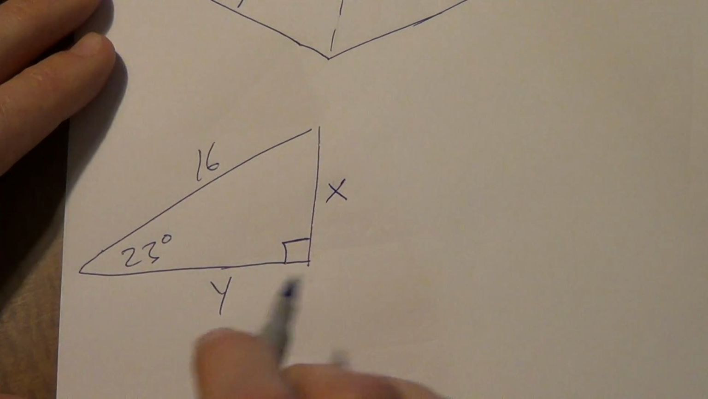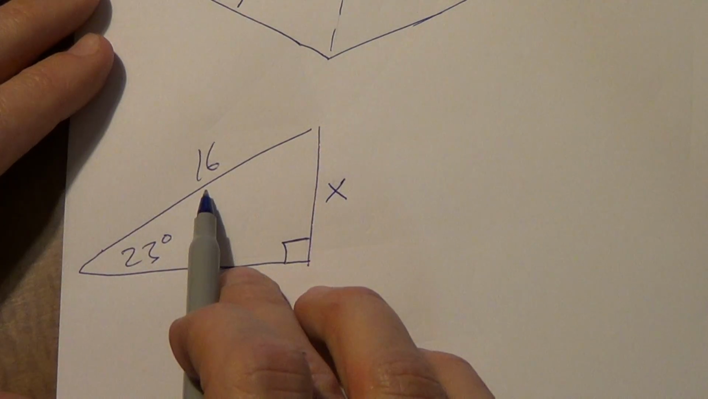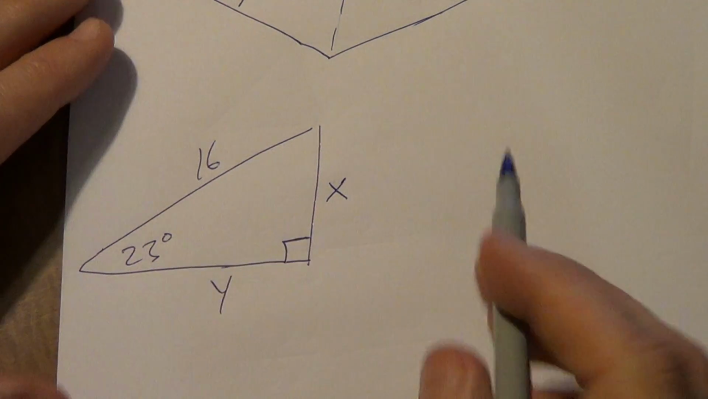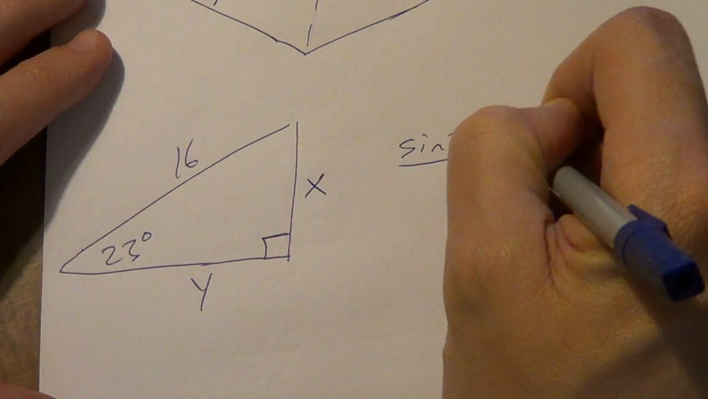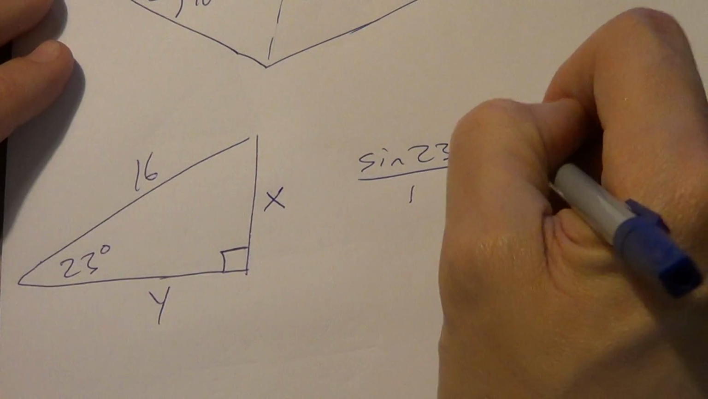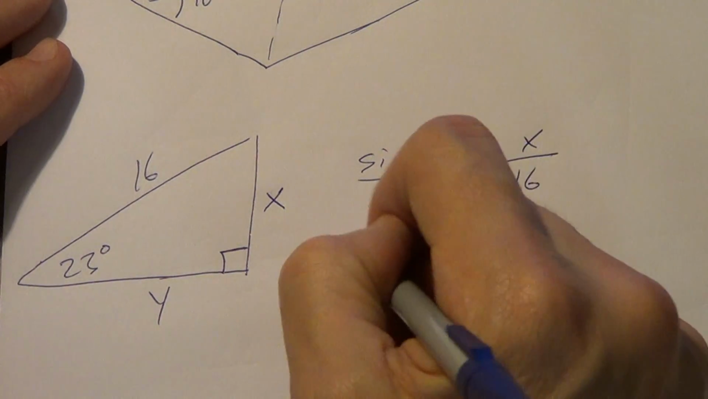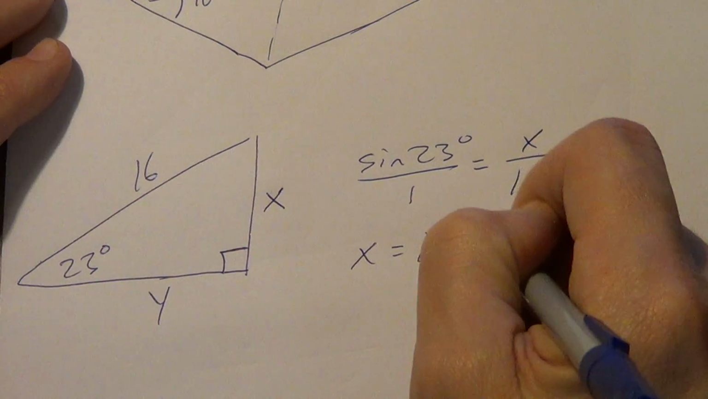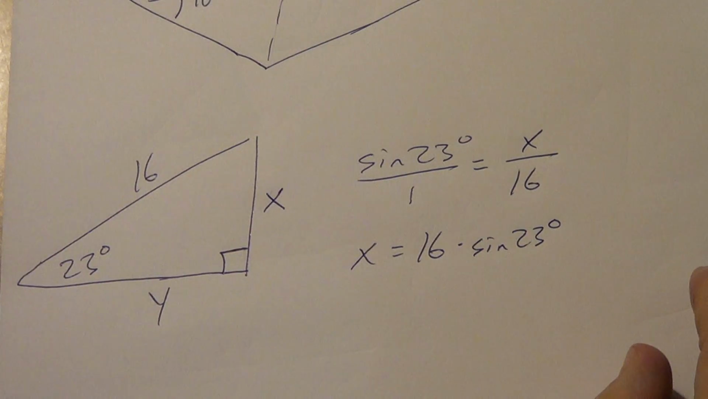Alright, so here we go. How do we solve for x? That's opposite. That's hypotenuse. Opposite, hypotenuse, SOHCAHTOA, sine. Sine of 23 degrees over 1 equals opposite x over hypotenuse 16. Cross multiply. x equals 16 times the sine of 23 degrees. I am not going to type that into my calculator and round it off. I'm going to show you in just a little bit.